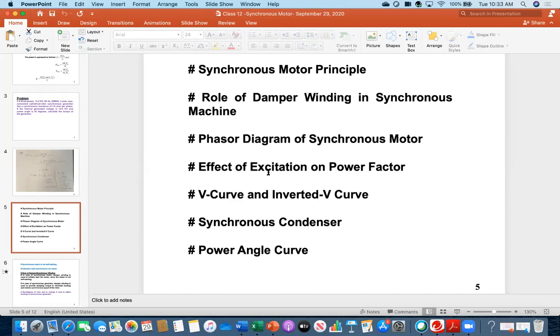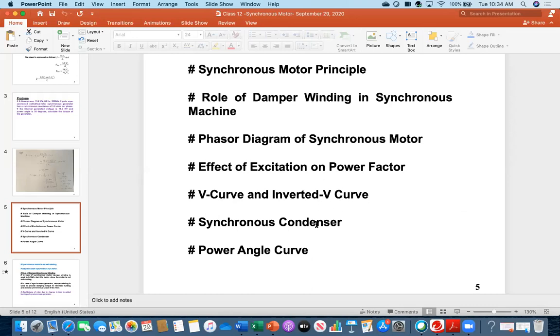Now with regard to the synchronous motor, there are a couple of things. You see, I have written the role of damper winding in a synchronous machine. There is one term, and those things will come again. What is the phasor diagram of the synchronous motor? What is the effect of excitation on power factor? Is it leading, lagging, or unity, and is it overexcitation, underexcitation, or normal excitation? And then two important things, called the V curve and inverted V curve for the synchronous motor. Pretty interesting. One curve looks like the letter V, accordingly it is called the V curve. And the other curve looks like an inversion of V, that's why it is called the inverted V curve.